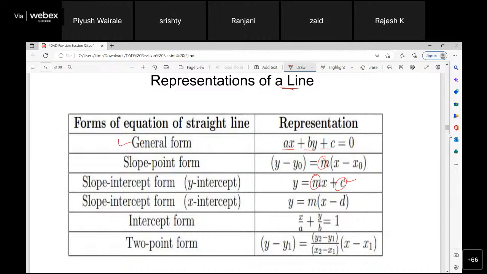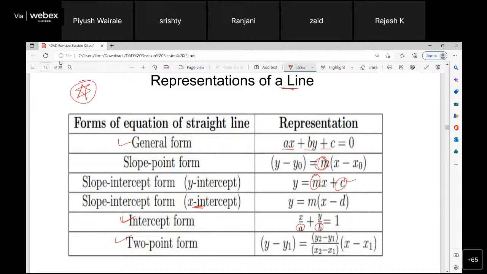And what is the other form? When the x-intercept is given, that is y equals m into x minus t. And this is the intercept form, where a is the x-intercept and b is the y-intercept, then simply we can use x by a plus y by b equals 1. And what is the two-point form? Instead of just finding out the slope, we can simply use the two-point form, that is y minus y1 equals y2 minus y1 upon x2 minus x1 into x minus x1. So please note it down.